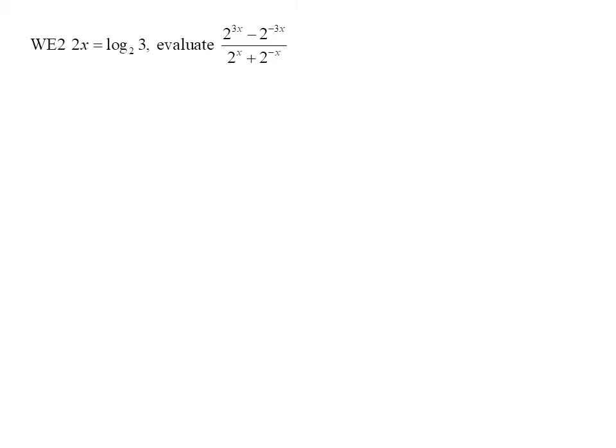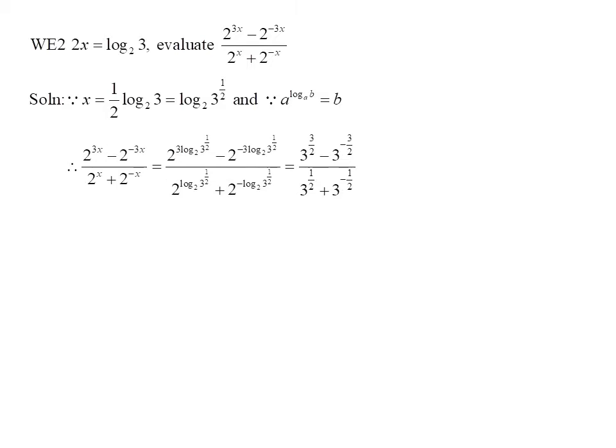Example 2 is to evaluate an exponential expression: the result of 2 to the 3x minus 2 to the negative 3x over the sum of 2 to the x and 2 to the negative x, given that 2x equals logarithm base 2 of 3. Since x equals 1 over 2 times logarithm base 2 of 3, and according to the property of inverse functions, we recall the relation a to the logarithm base a of b equals b, just like logarithm base a of a to the b equals b.